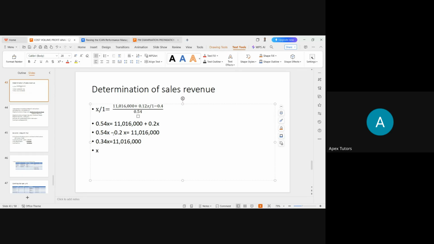X will be 32,400,000. So this is the total revenue.